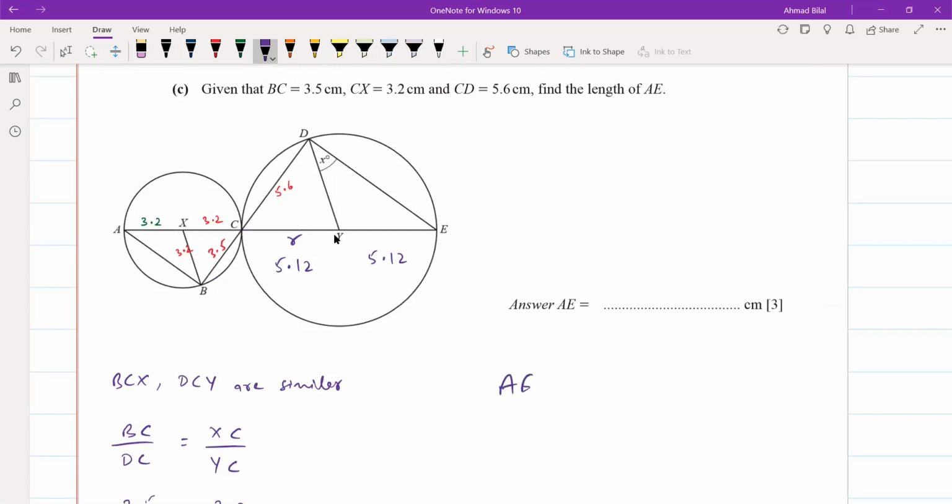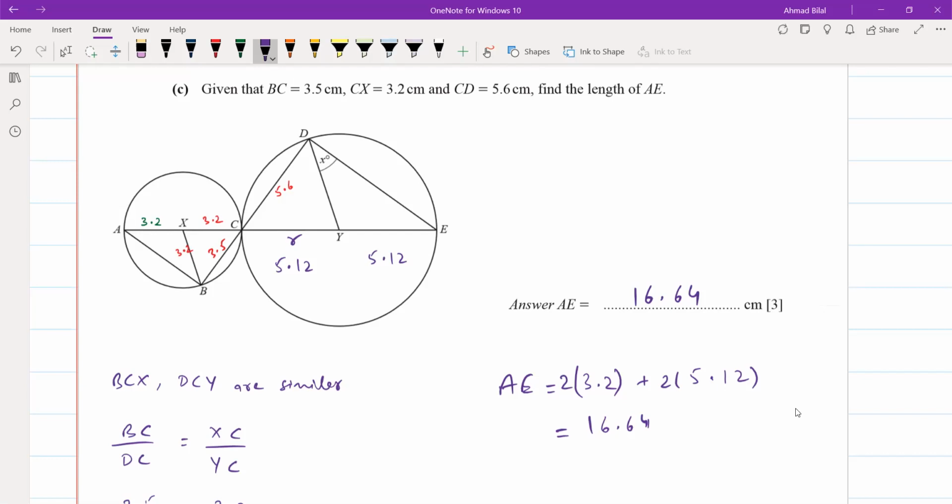So what is AE? It is 2 into 3.2 plus 2 into 5.12, and that will give you the total length. That turns out to be 16.64 centimeters, which is 16.6 centimeters to three significant figures. That is the length that we get.